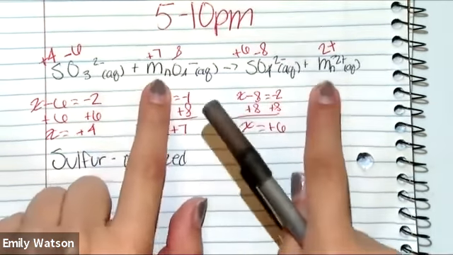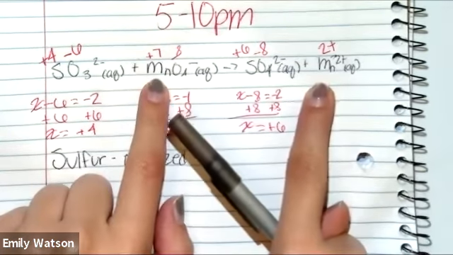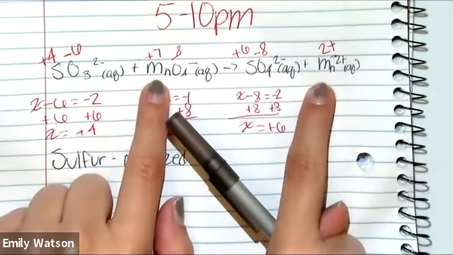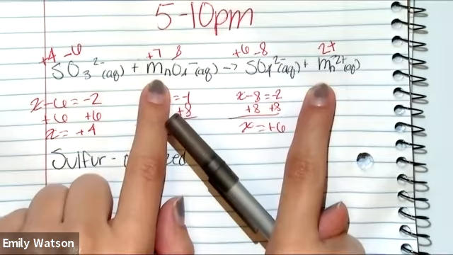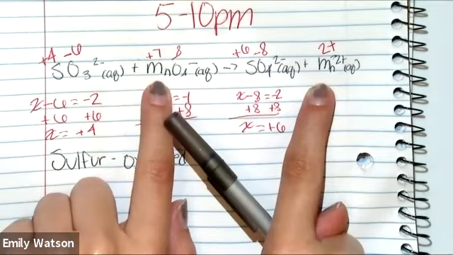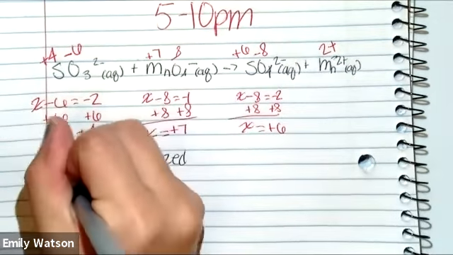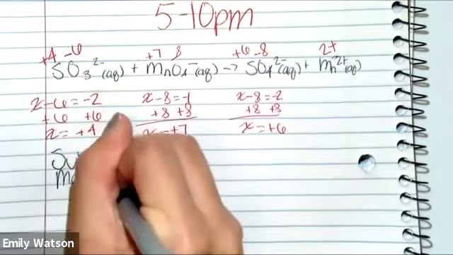Mn, what do we start at and what do we end at? 7 to 2. So did it gain or lose electrons? Gained electrons, so it was reduced. And that one is manganese.